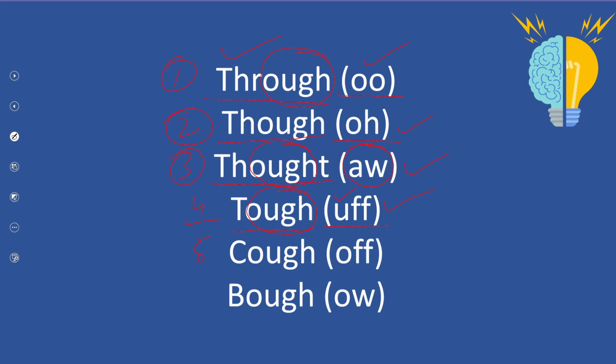Number 5, we have the word, can you say it? It is cough. Yes, cough. What sound are we hearing? Like we say on and off, off. Yes, cough. Here we have a different sound of the letter string.